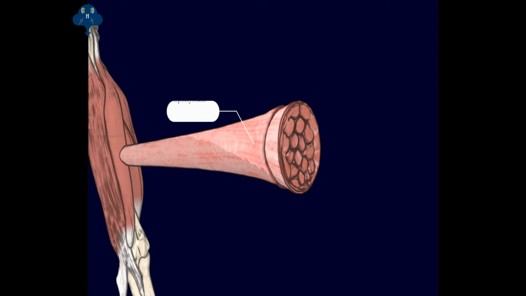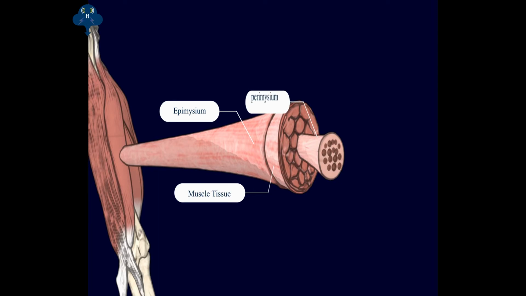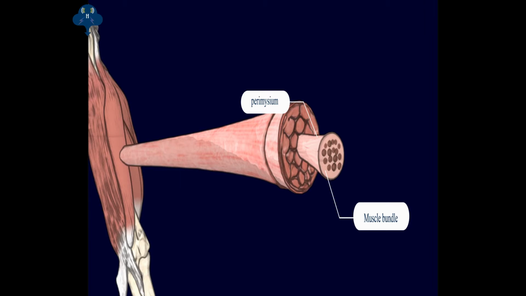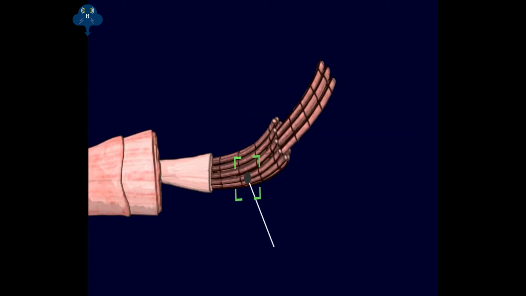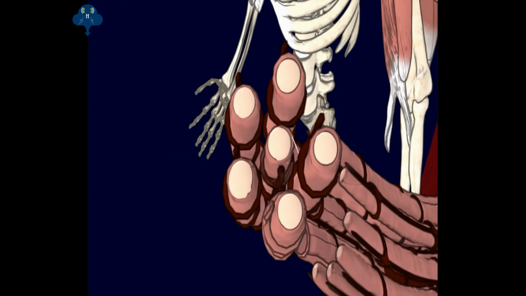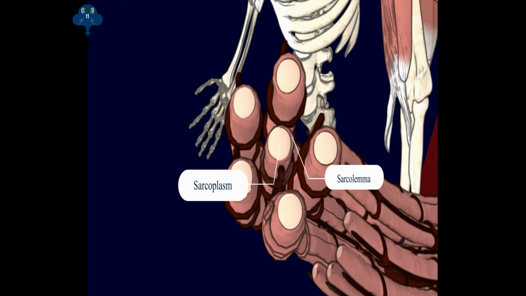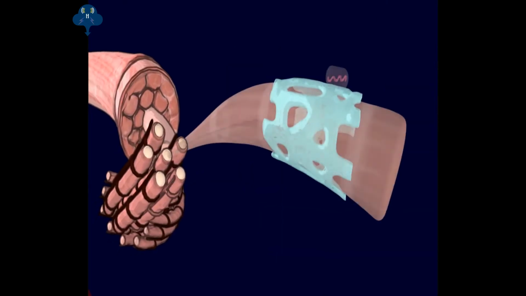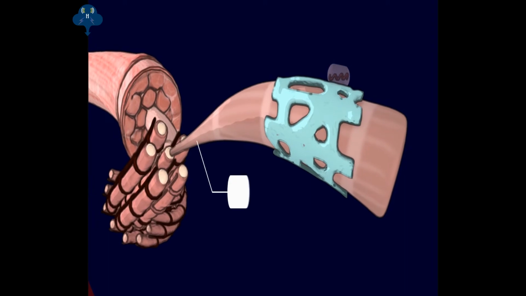Muscular tissue is called flesh. The muscle tissue consists of groups of muscle bundles, blood vessels, and collagen and elastic fibers. Each muscle bundle is covered with a membrane called perimysium. Each muscle bundle consists of a group of muscle fibers. A muscle fiber is a muscle cell consisting of a cell membrane called sarcolemma and cytoplasm called sarcoplasm. The sarcoplasm contains a group of myofibrils.